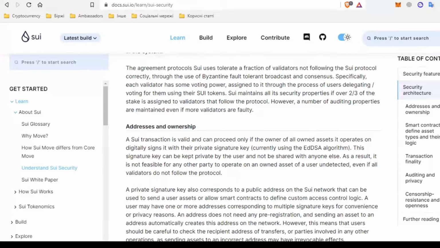Addresses and ownership. A user can have multiple addresses and multiple signing keys to ensure maximum security and privacy. The private signing key also corresponds to a public address on the SUI network that can be used to send assets. The address does not require pre-registration, and when you send an asset to another address, it automatically creates this address in the network. But don't forget to check the recipient address, because if you don't check it and the assets are sent incorrectly, you'll unfortunately lose those funds.